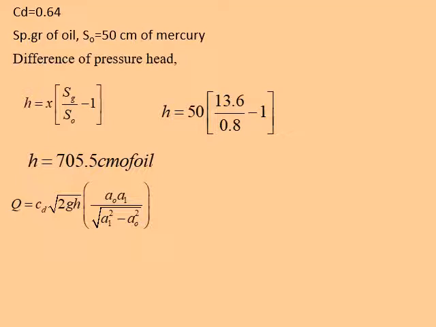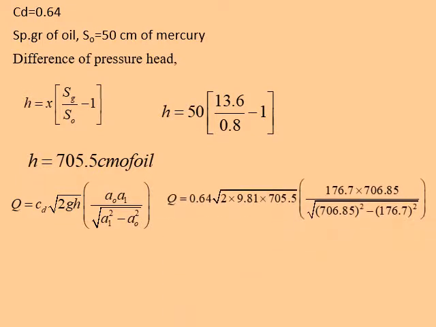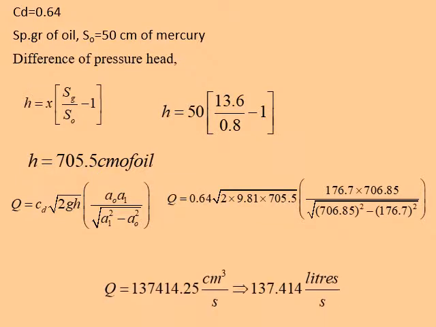So now the discharge Q is equal to CD into square root of 2gH into A0 into A1 by square root of A1 square minus A0 square, and substitute all the values in this equation. Now find out the Q, and that Q is equal to 137.414 liters per second. So this is the solution for this numerical.